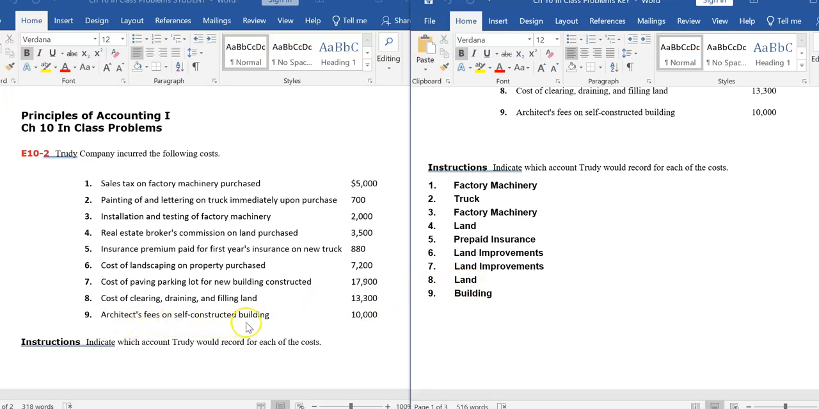Architect's fees on a self-constructed building. Okay, we built our own building and we recorded all their building costs as part of the cost of the building. And the architect's fees are another cost of constructing the building. So that will be added to the cost of the building as well. Okay. Again, the overall writing concept for all of this is any costs we incur to purchase an asset, get it in place and ready for its intended use, all becomes a part of the cost. So we have to add it to the appropriate asset account.